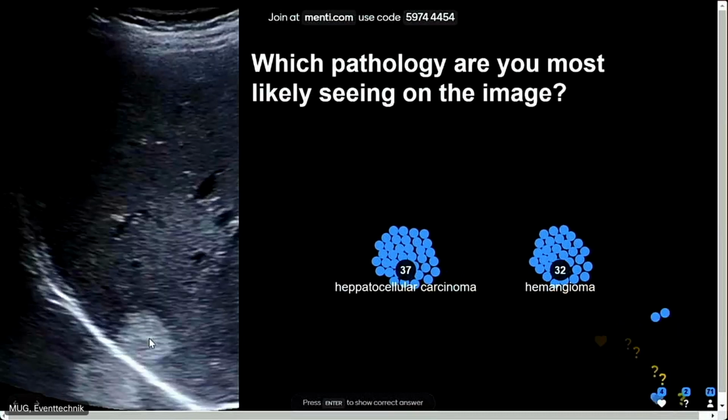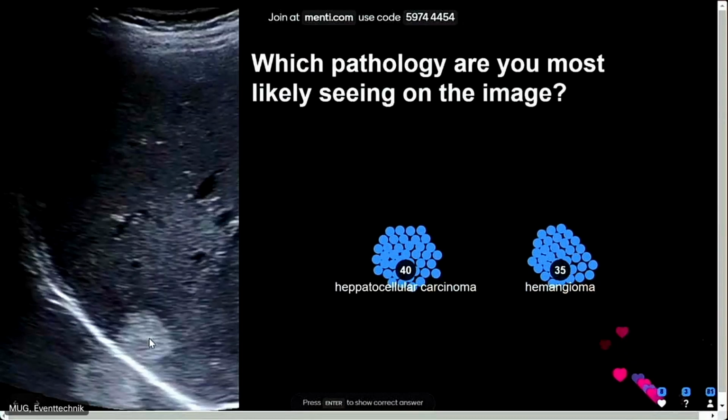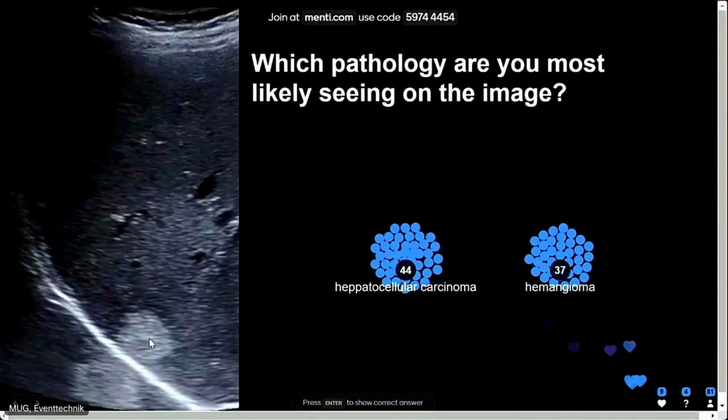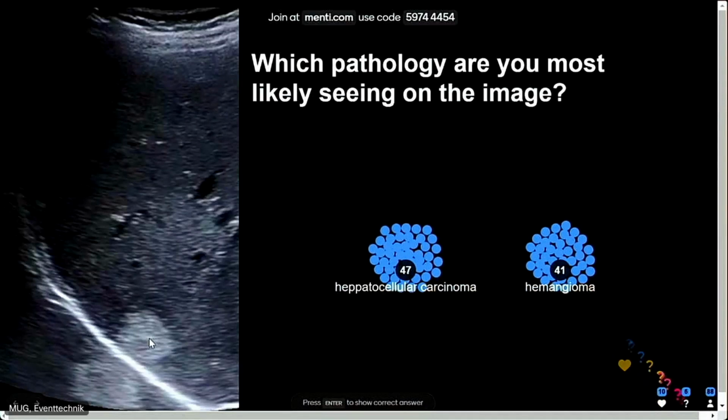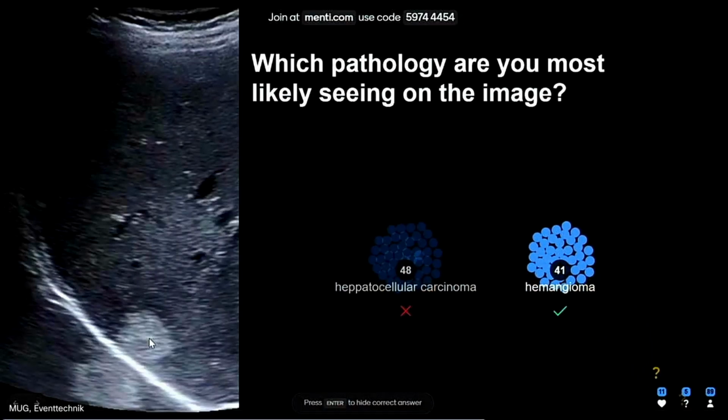Some discussions happening. I hear some murmuring in the audience. And we are still in the basics lecture. We don't expect you to know sonopathologies. But you can see you need the basics to understand advanced applications. Almost 50-50. So let's see what's right. It's a hemangioma. And we will explain why.